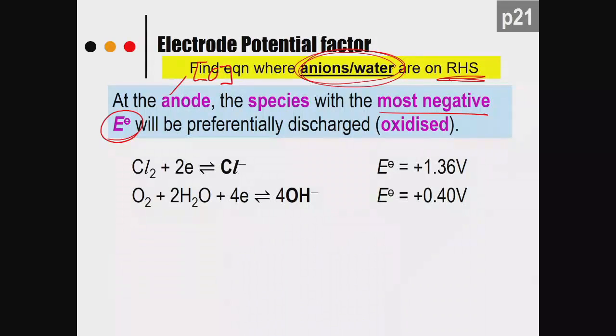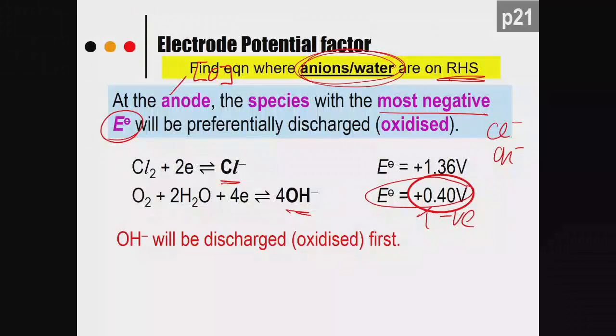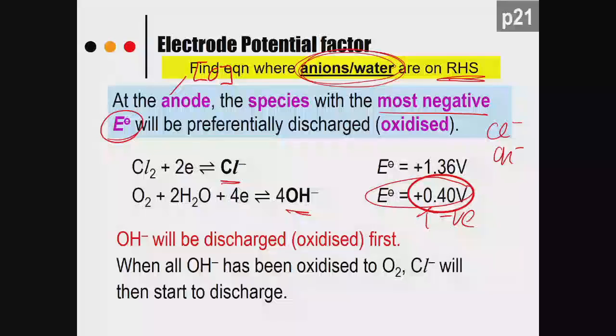So if my electrolyte consists of Cl- and OH-, I look for them on the right hand side. You notice that there are two possible half equations, and I want oxidation to take place, so you must choose the one with the more negative one. So this one here is the more negative or less positive one, and hence it will be the one that is oxidized. Only when OH- has been fully oxidized, then your Cl- will be the next one that will be oxidized.